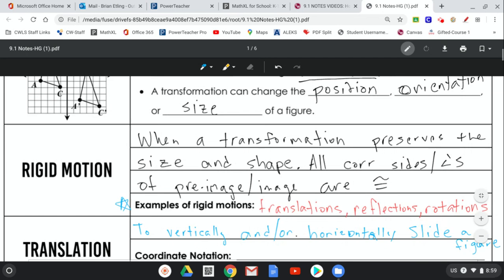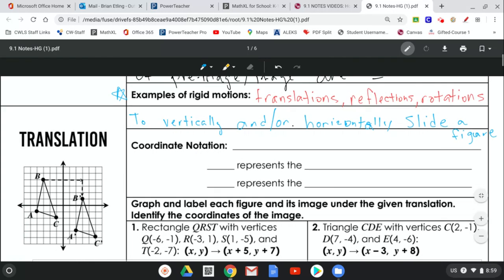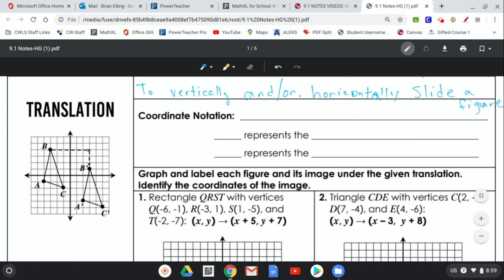All right. So moving on, the first one we're going to talk about is translation. That means to vertically and/or horizontally slide a figure. I think of that cha-cha slide song they play in middle school: slide to the left, slide to the right, 3 hops this time. But so you're moving left, right, up, down, whatever.